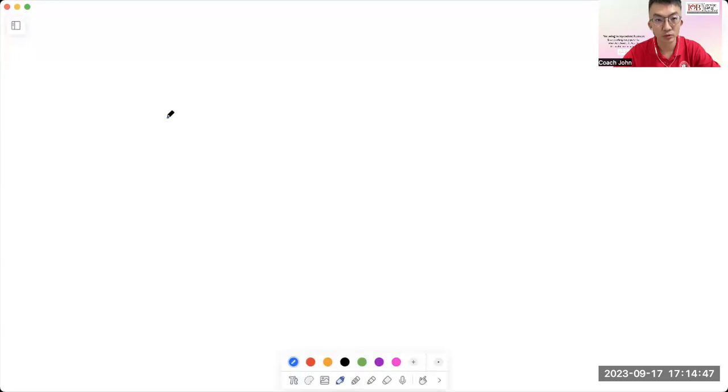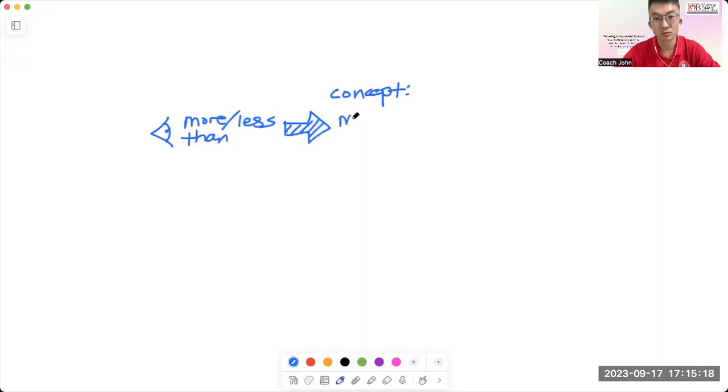Okay, so same thing when you see the keyword more, less than, what you have to do is to know that it is a more less than model, more or less than concept. Something that you have learned since primary 1.